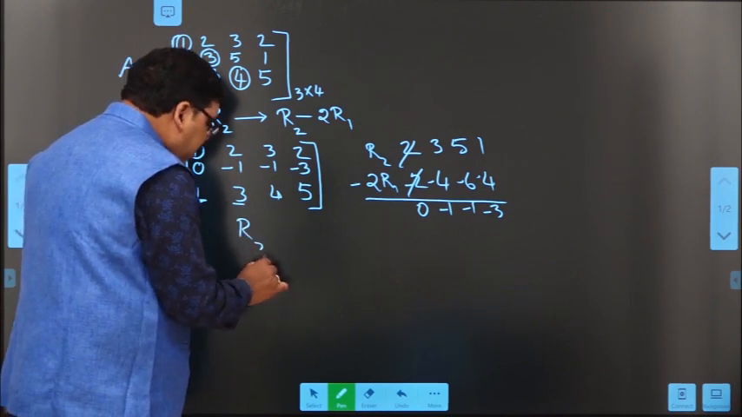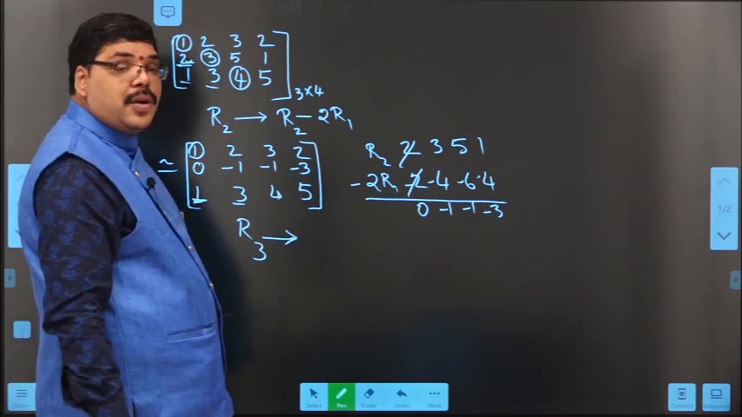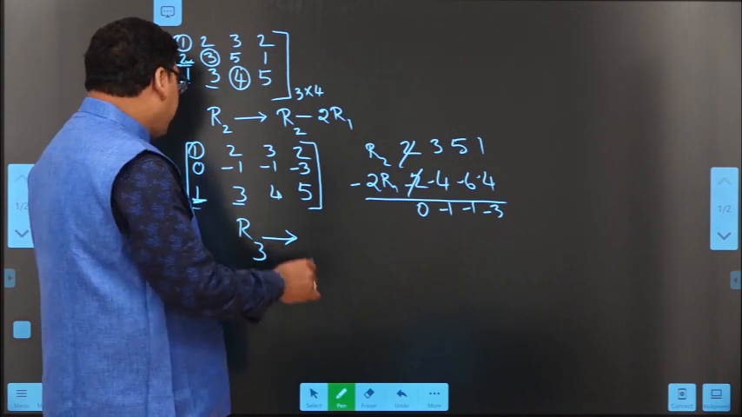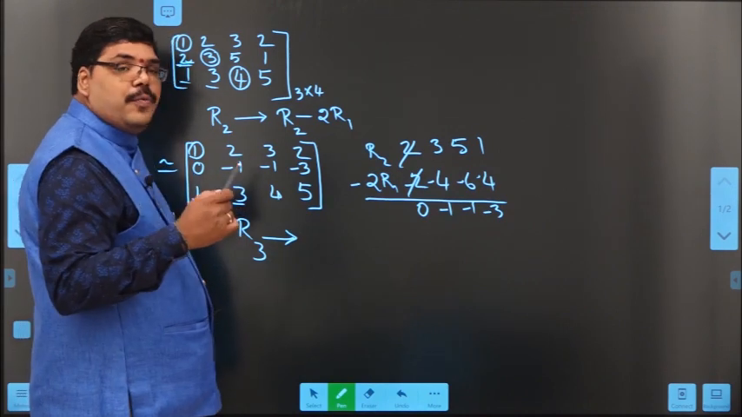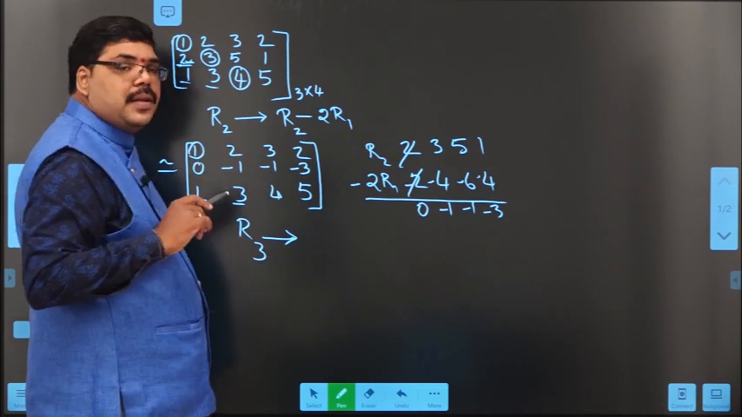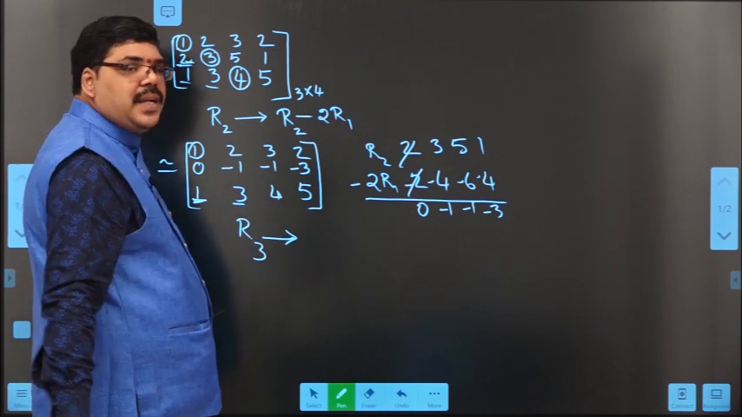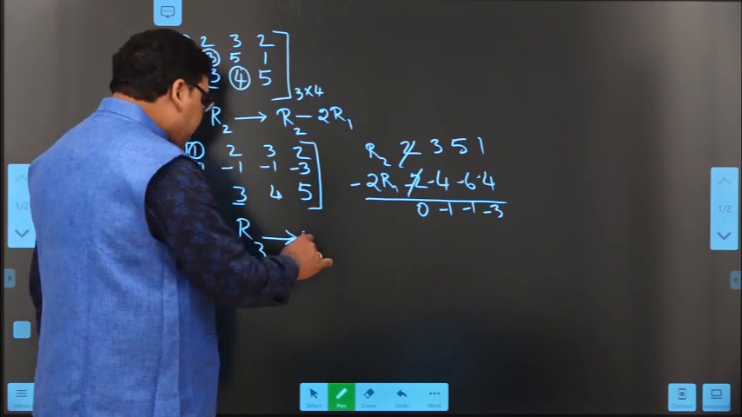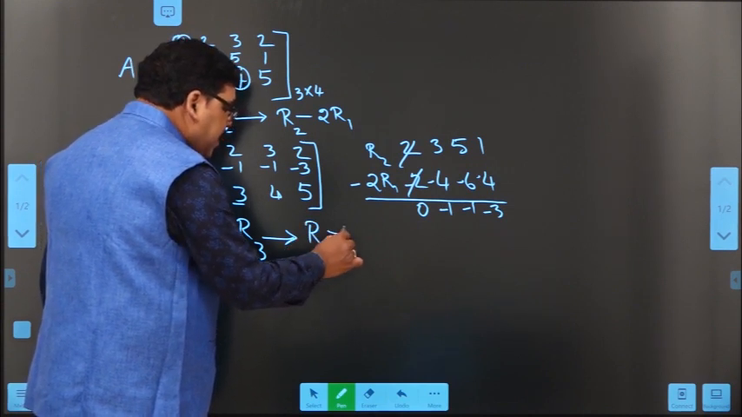We are changing the third row. We want to change an element in the third row. So, R3 implies, what is the first element here? 1. And which row do we want to use? R1. What is the first element in R1? That is also 1. So, if I want to make this 0, just subtracting is enough. So, I am writing R3 implies R3 minus R1.